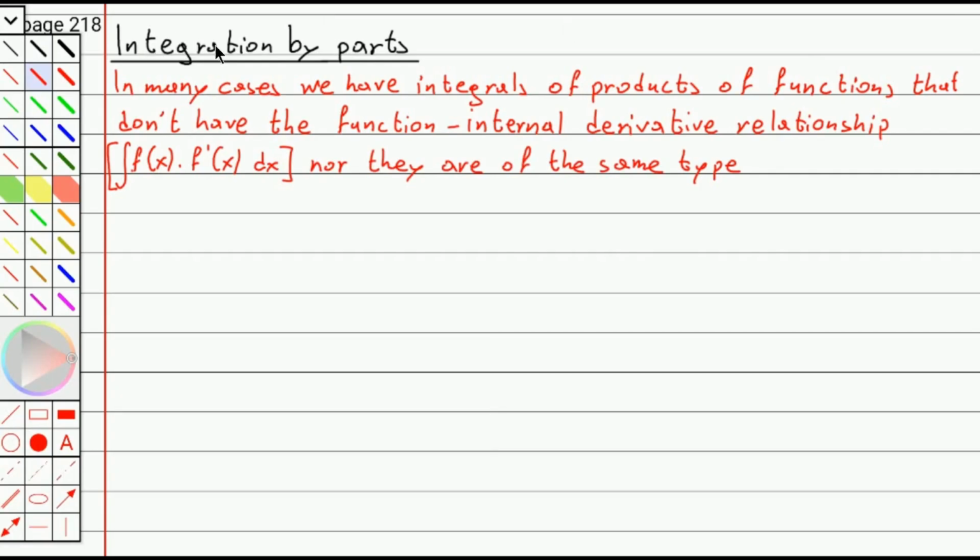Continuing on, we have integration by parts. In many cases we have integrals that are products of functions that are not of the type function times internal derivative, like the integral of f of x times f prime of x, nor are they of the same type. By type, we mean that in the product, both functions are trigonometric, or both are algebraic, and so on. They are not of the same type, so we are going to use this technique, integration by parts.